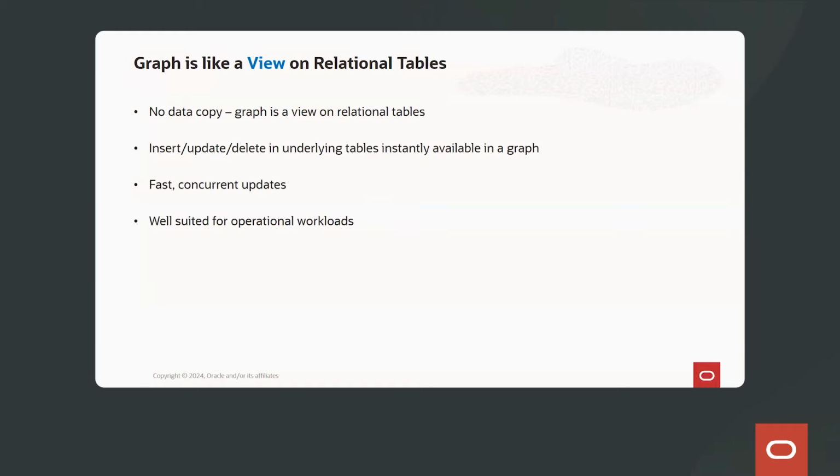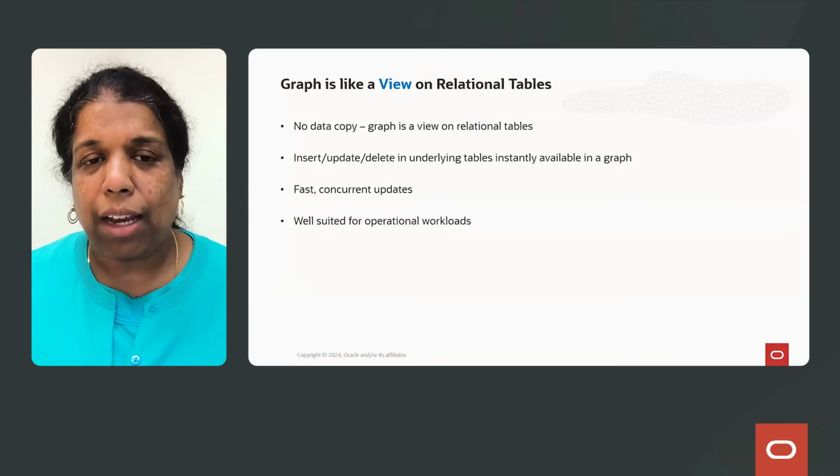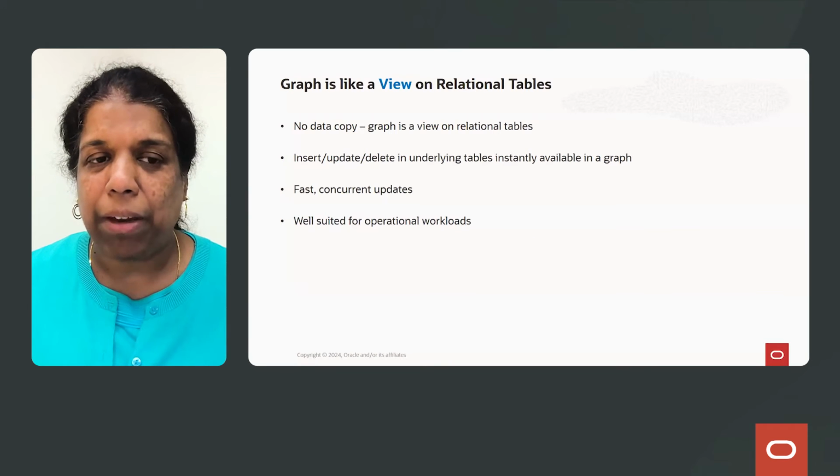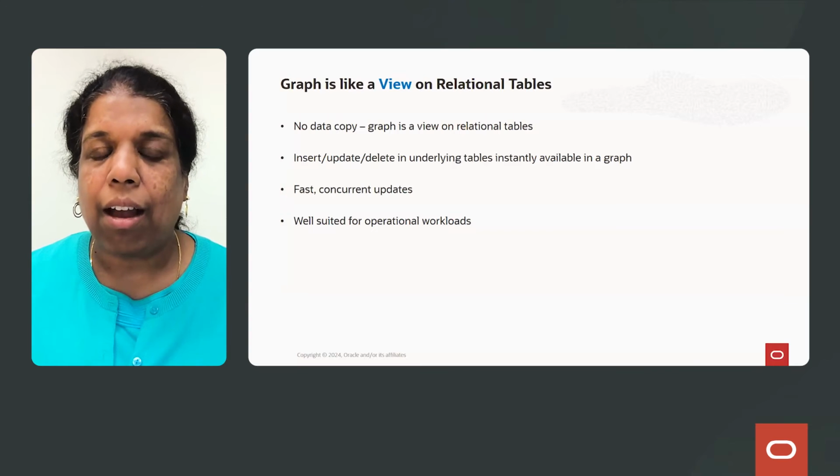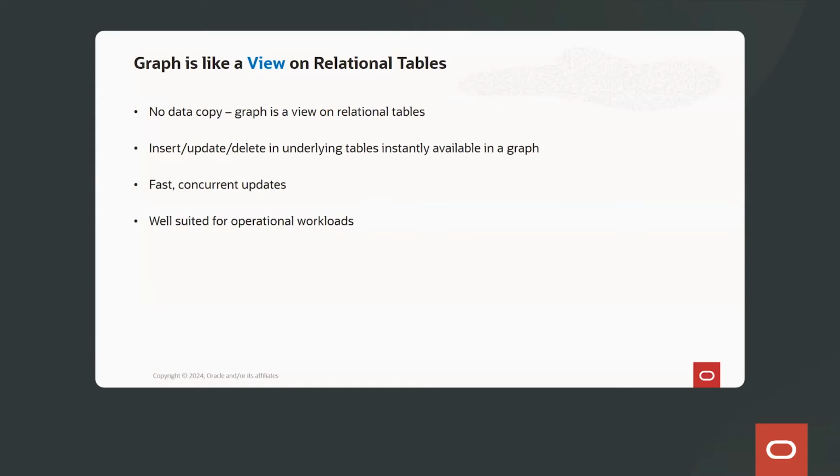Graph is like a view on relational tables. So you don't move your data anywhere. You don't materialize your data. The data remains in place. So any insert, update, delete operations by other business processes are instantly available to the graph. There are no synchronization problems. You update your data, the data is instantly available in your graph view. So that makes graphs work very well with applications that have fast, concurrent updates from thousands of users and makes our implementation very well suited for operational workloads.